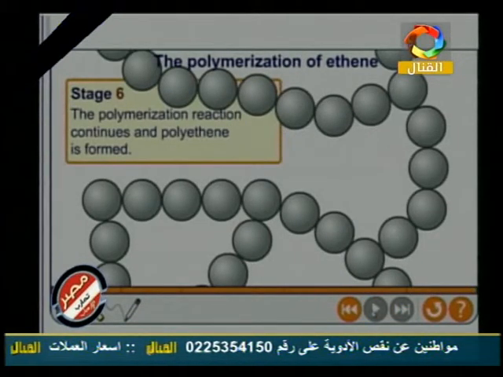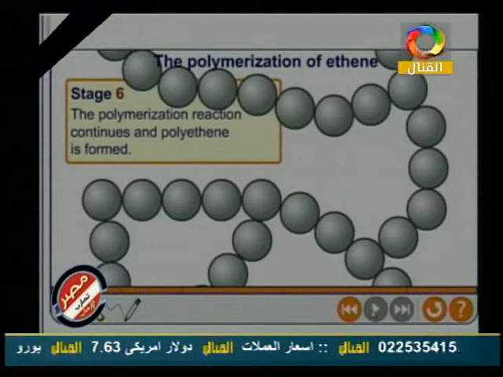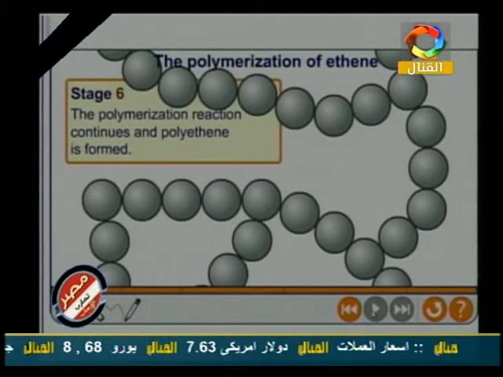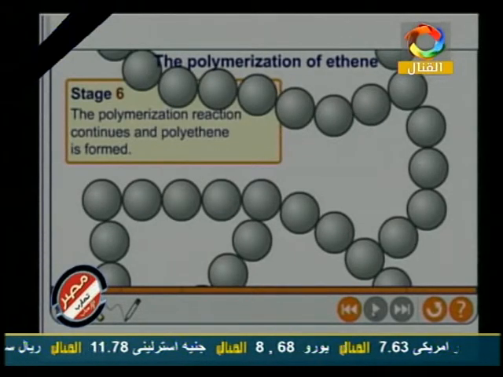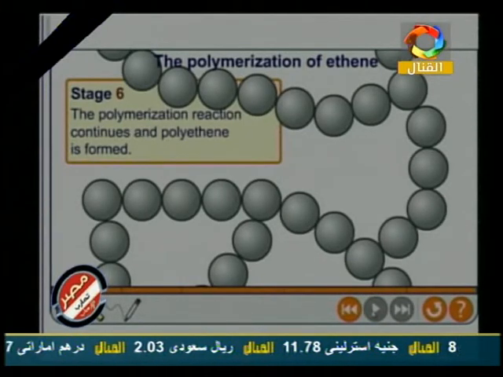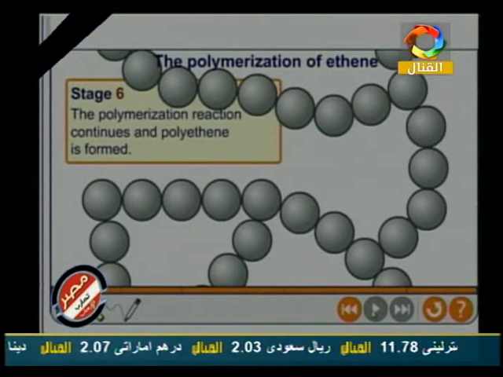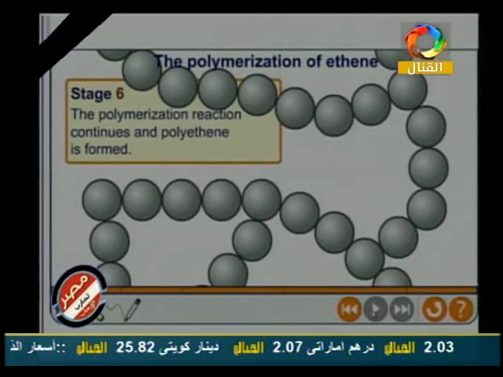We have many balls that connect to each other to form one line called a colony. It is like a colony. Colony here means one line that contains many of these molecules of ethene to form the polymer. So the phenol is used to start this reaction and complete it in this way.